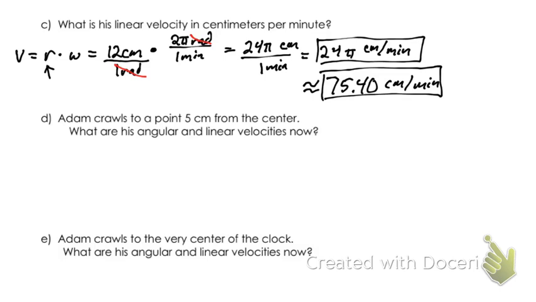Next thing says Adam crawls to a point 5 centimeters from the center. What are his angular and linear velocities now? Well, angular velocity, let's handle that first. Our angular velocity is going to equal basically how many revolutions it takes per minute. Even if he walks out further from the center, he's still on the second hand and it still takes 1 minute to do 1 revolution. So your angular velocity is not going to change. We're going to stick with that 2 pi radians per minute.